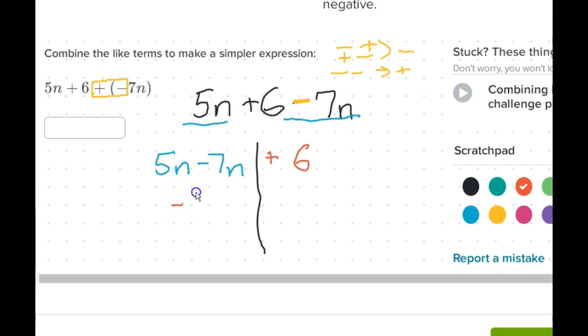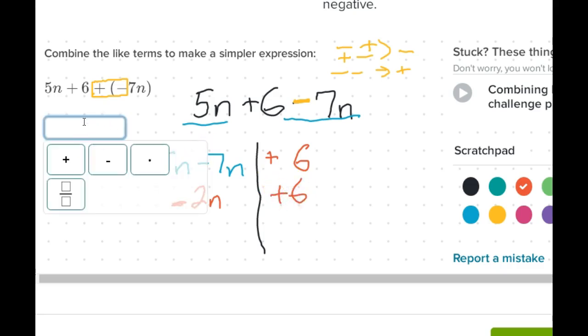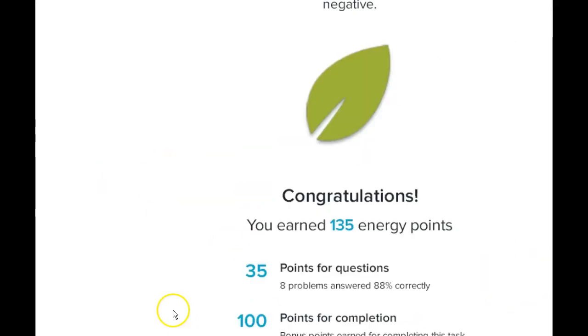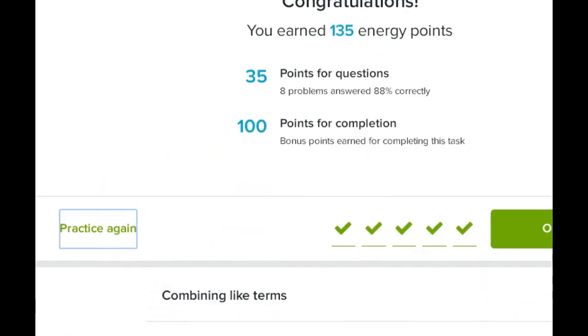Very good. So negative 2n from the 5 minus 7. Be careful, don't say positive. Some people see 5 minus 7, a subtraction, and they'll say positive 2, but it is negative. Use a calculator if you're not sure. Alright, and then I can just type that in, negative 2n plus 6. That's it. Okay. And I'm going to hit practice again.